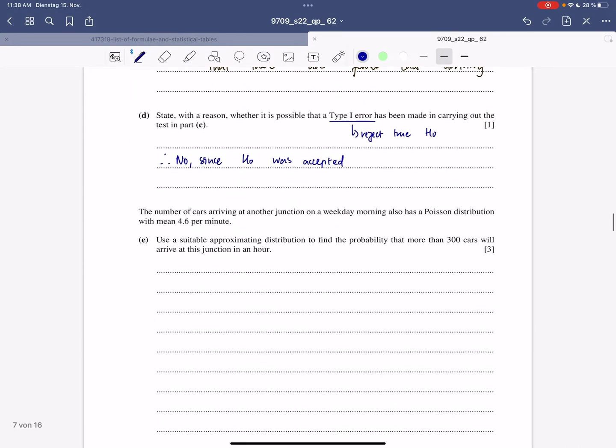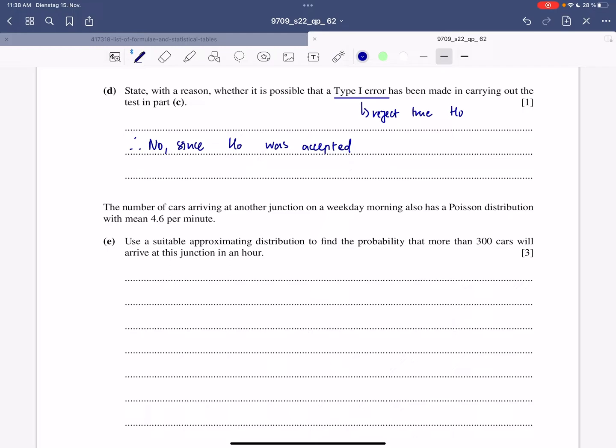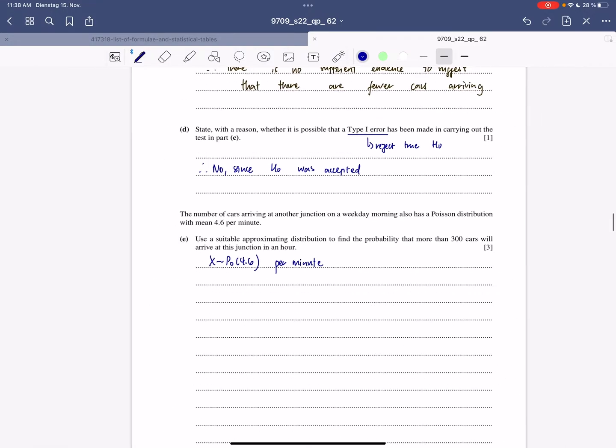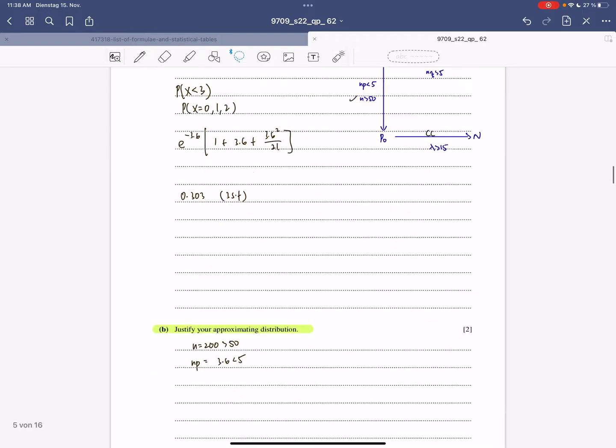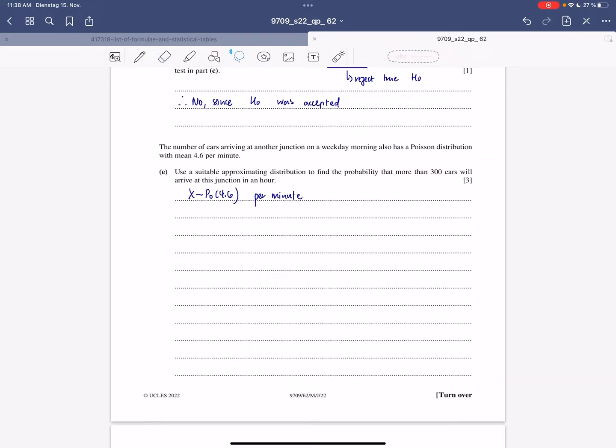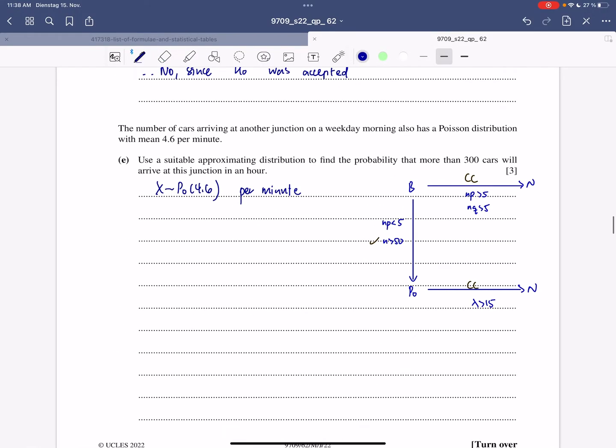Okay. So question C. The number of cars arriving at another junction. Okay, another junction, 4.6 per minute. Use a suitable approximating distribution. Wait, let me take our diagram just now. It's better if you could memorize this one, because you will use it frequently. In an hour, more than 300, approximation. Okay. So let's change the lambda.